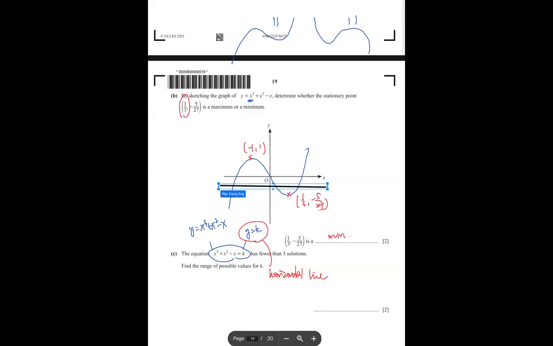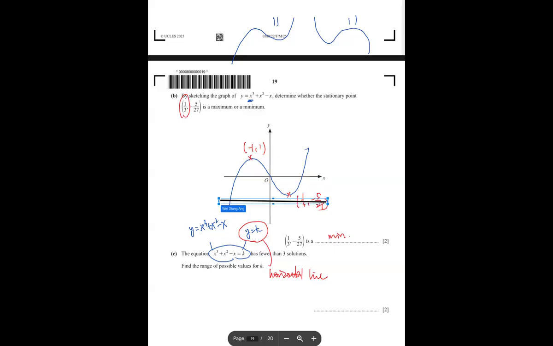So notice that, let's say if your line is here, it will cross your curve at 3 points. 1, 2, 3. So at this portion, you have 3 solutions. You don't want that. Okay, so what can you do? You can actually move the line downwards a bit. Move it down, move it down, move it down. So at this point, you only have one solution because the line only crosses the curve at one point.